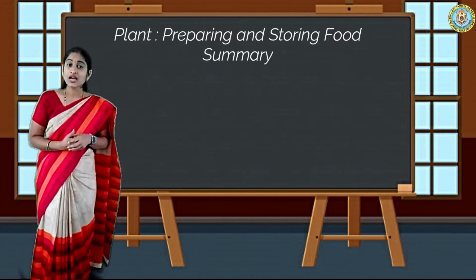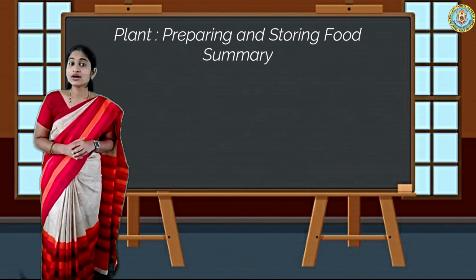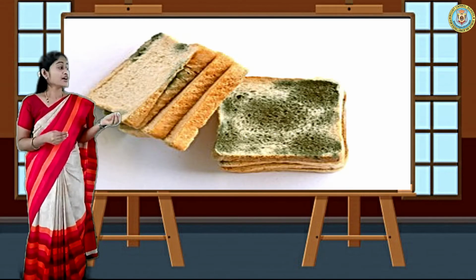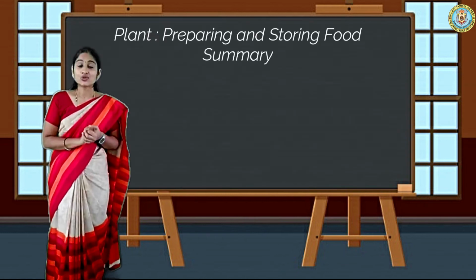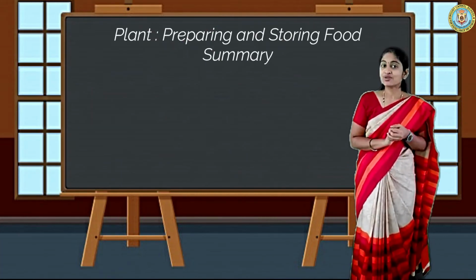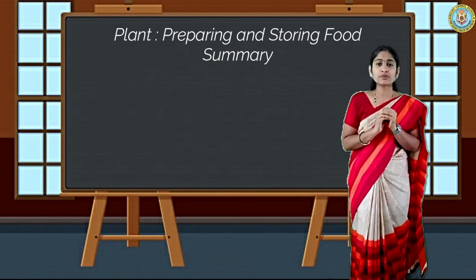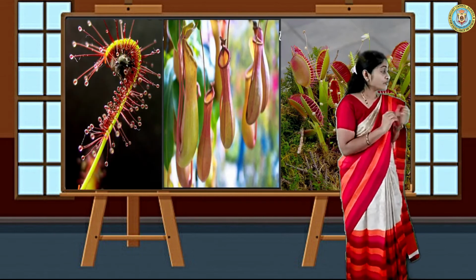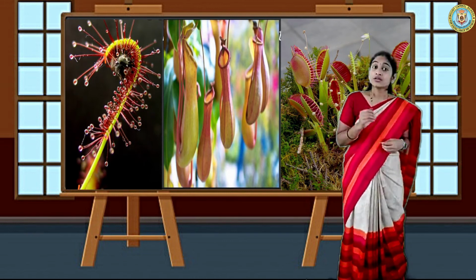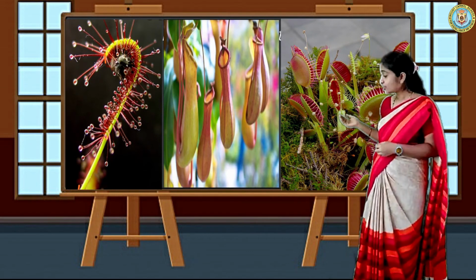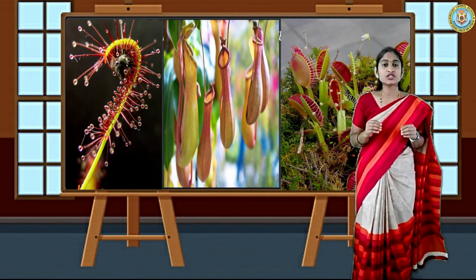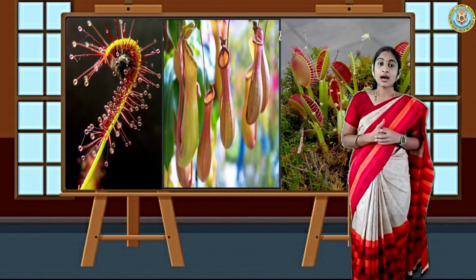Then, what have we learned? We have learned about unusual plants, the plants that don't have green color. Non-green plants like mold on bread. Yes, these are the 2 examples. Then we learned about some amazing things, that is insectivorous plants. Which are they? Venus flytrap, pitcher plant, sundew. These are a few examples of insectivorous plants.